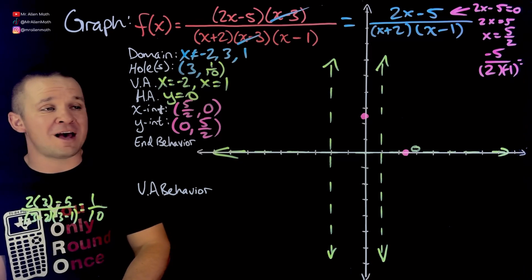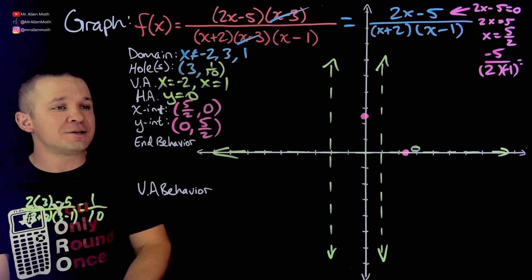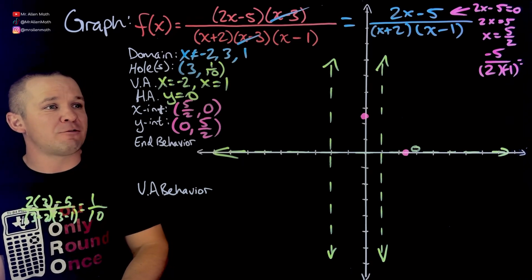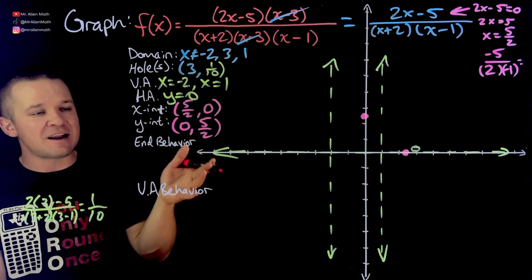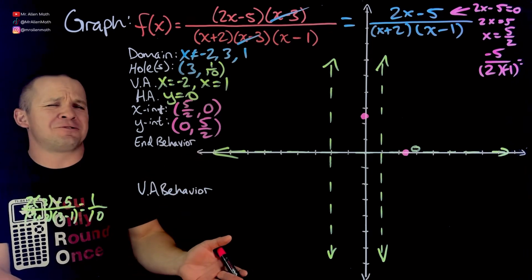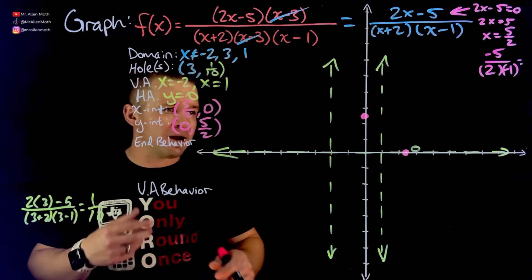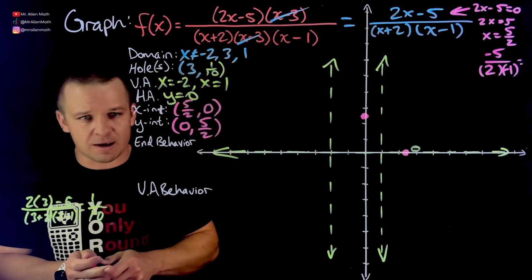Great. So what in the heck is happening here, guys? What is going on with this graph? This is kind of a tricky one to figure out because I don't have a ton of information. I plotted my hole. I've got an x-intercept. I've got a y-intercept. The x-intercept's on my horizontal asymptote, which seems odd, but it can happen. So now we've got to figure things out. So here's how you do that, okay?